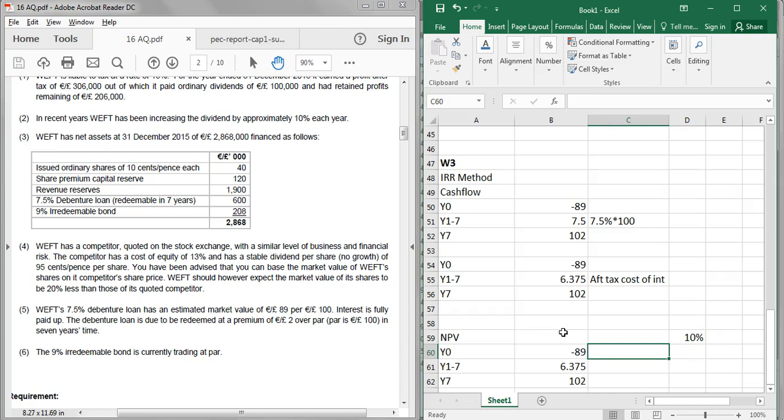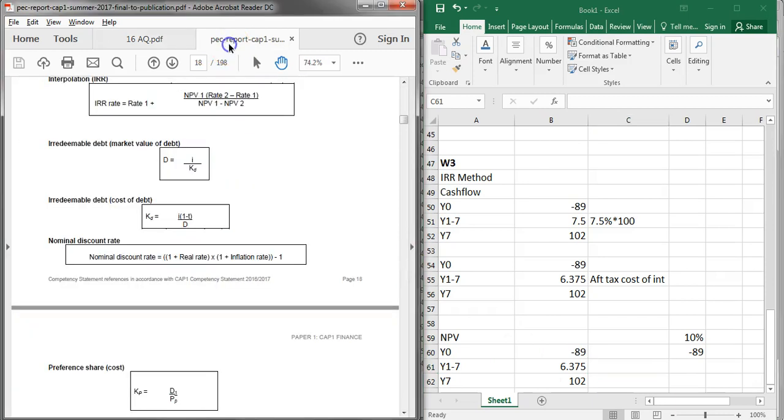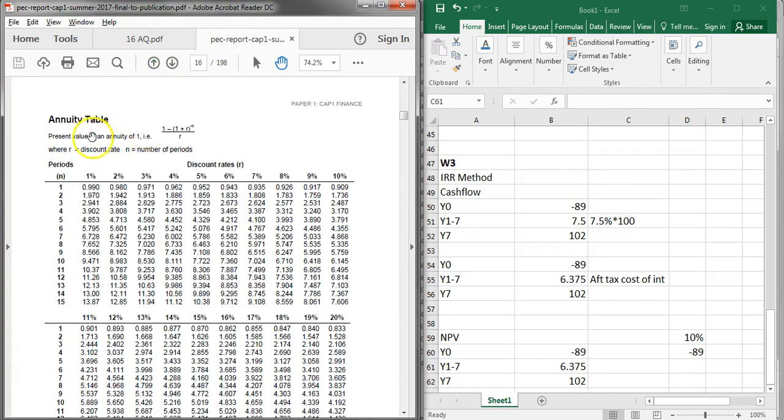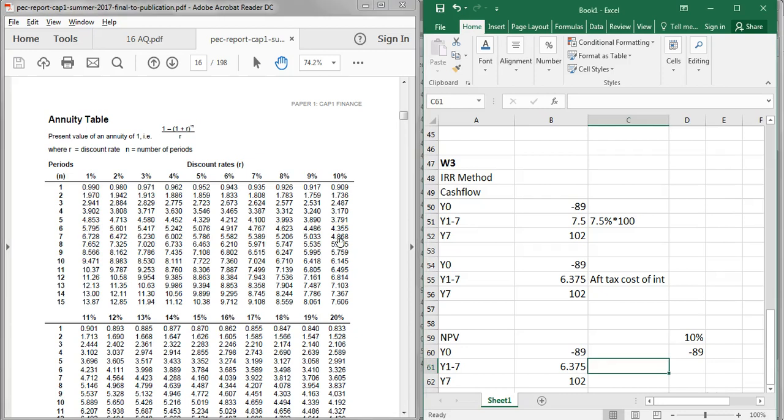So we're trying to get the present value at 10%. For this cash flow, it's already at its present value. The minus 89 is in year 0, so there's no discounting there. The year 1 to 7 is an annuity. It's a 7-year annuity at 10%. So if we go to the annuity tables, 10% for 7 years is 4.868. So the present value of that cash flow for 7 years is the cash flow times the annuity factor, which is 31.